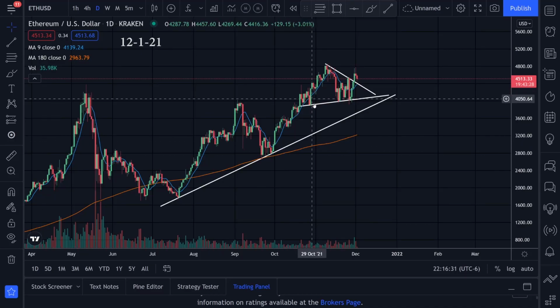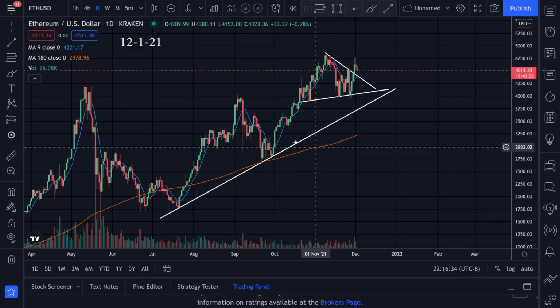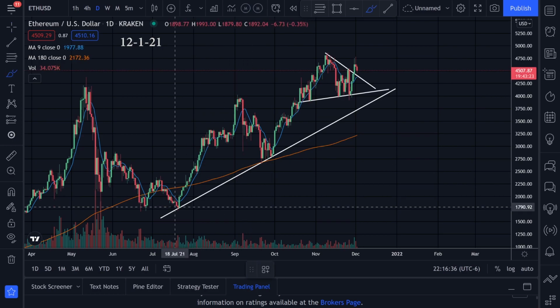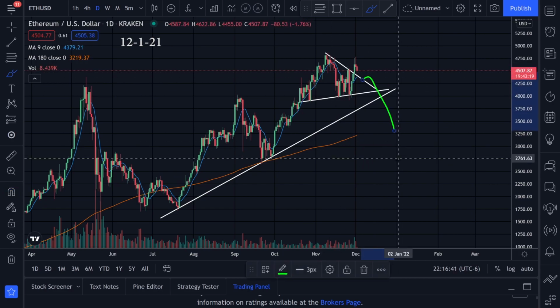Let's take a look at the chart action for Ethereum. Alright, so here's what I'm looking at, or here's what we were looking at in my last video. And we have a big uptrend like this. The main thing I'm watching is this big uptrend right here until we break that going to the downside.